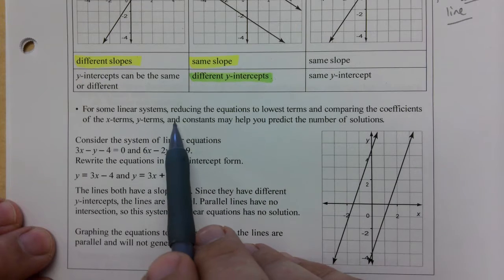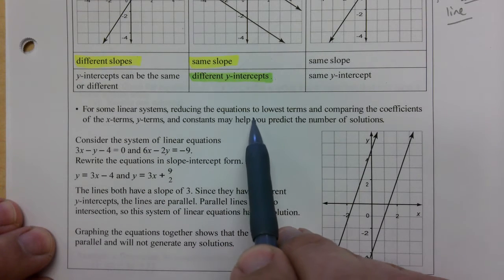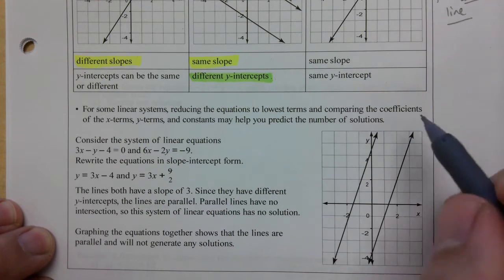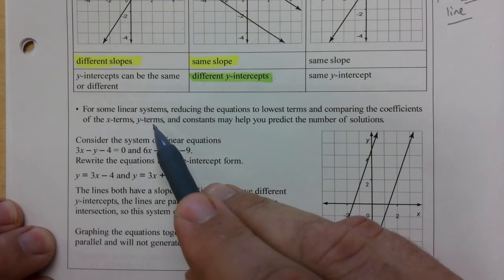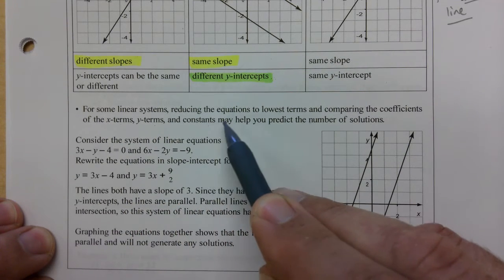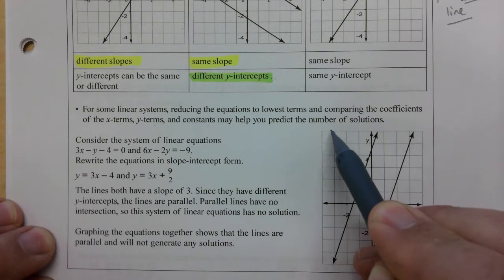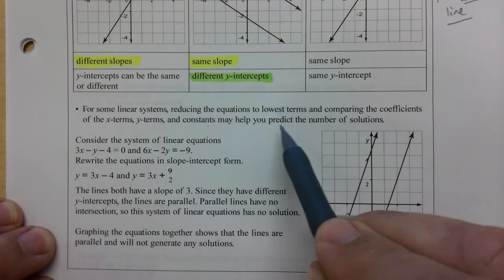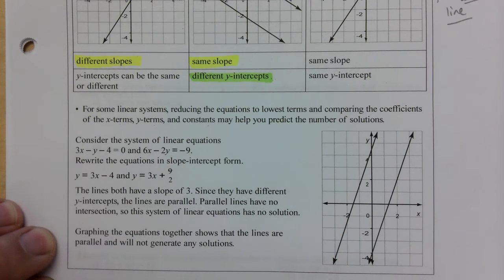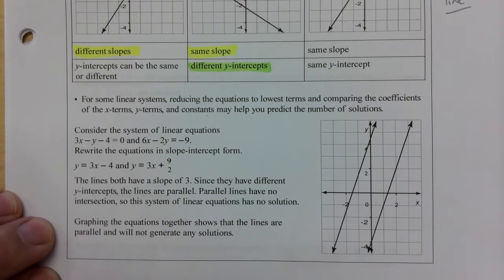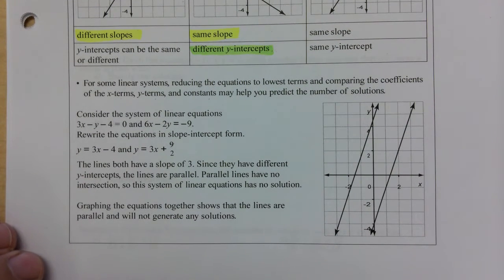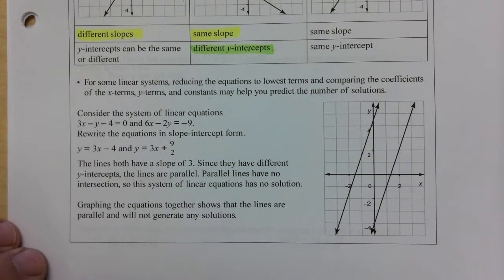For some linear systems, reducing the equations to the lowest terms and comparing the coefficients of the x terms, y terms, and constants may help you predict the number of solutions, right? So that's what I just talked about. If you were to divide the whole thing by 3 or something, if possible, if you reduce it a little bit, you might be able to predict a little quicker. But here's the fail-safe method of doing it, and I'm going to show you how to do that in a bit.